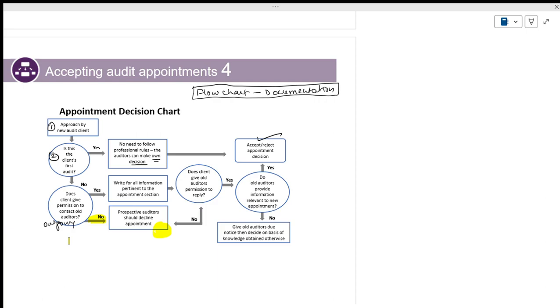Now, if it is no, does the client give all auditors permission to reply? The client is not giving permission to us, the new auditors, and is also not giving permission to the outgoing auditors. Then there is no point in carrying forward. Thus, we have to end the discussion here.